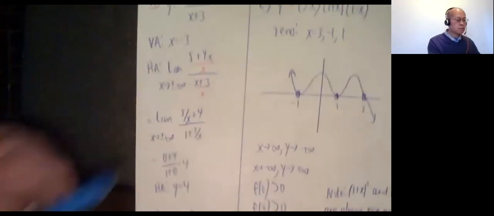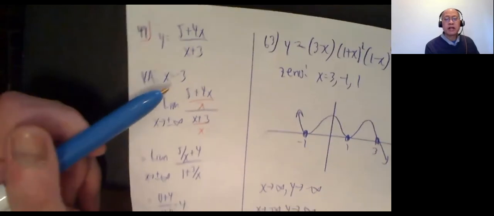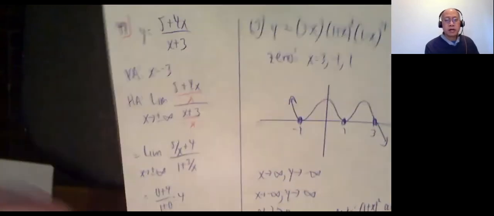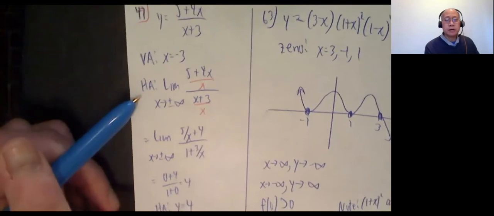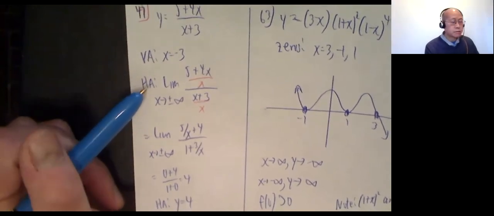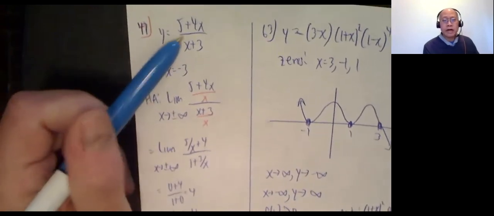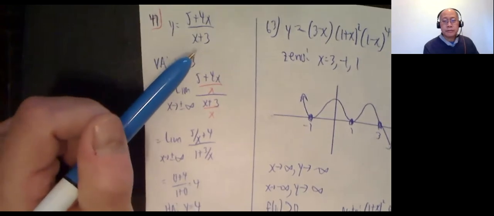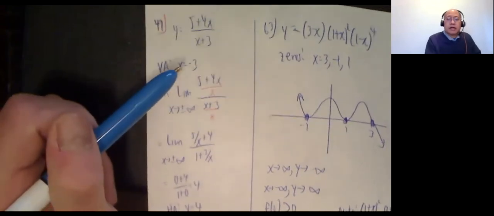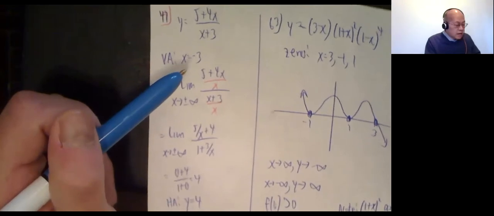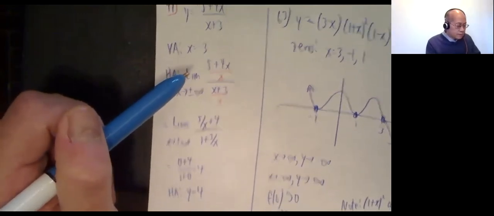Okay, then we had some problems asking for asymptotes, 47 and like 51. y equals (5 plus 4x) divided by (x plus 3). Find the vertical and horizontal asymptotes. VA stands for vertical asymptote, HA horizontal asymptote. I think we've seen that before. For the vertical asymptote, just set the denominator equal to 0. x equals -3. Does that always work? No. The next problem, it doesn't quite work that way, and I'll show you why.